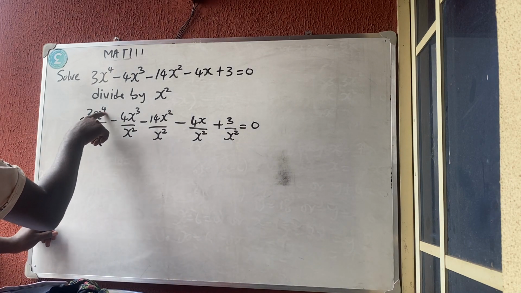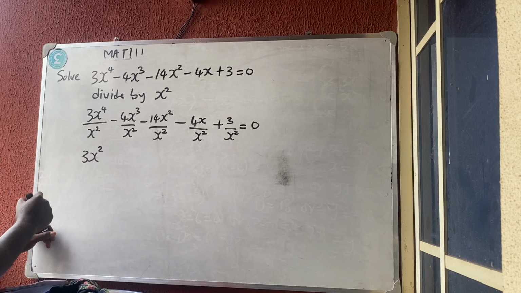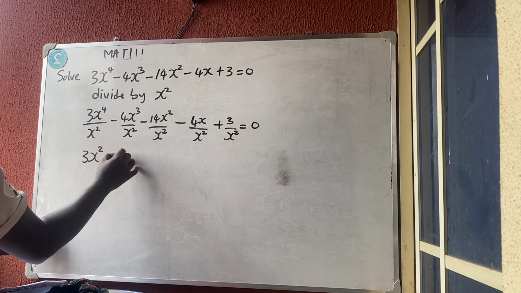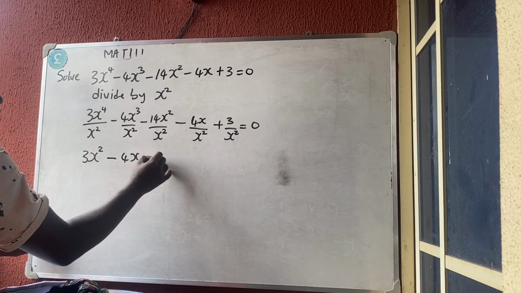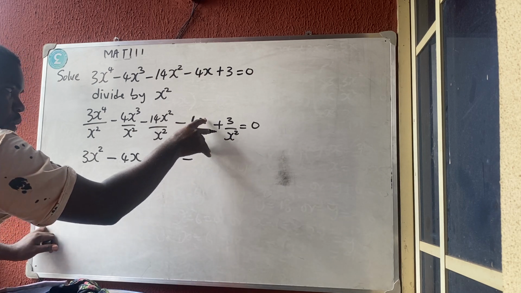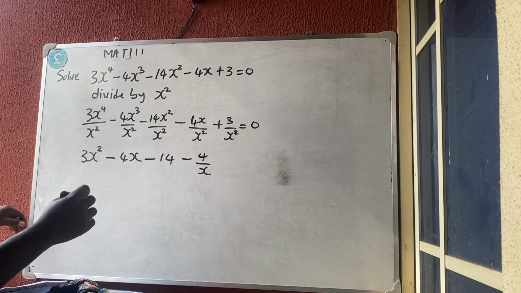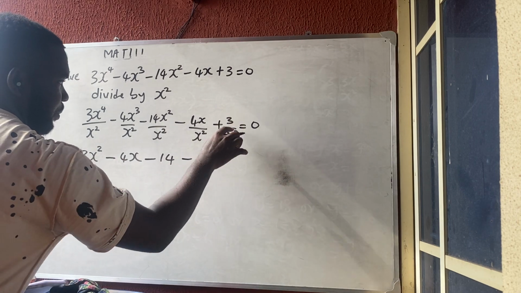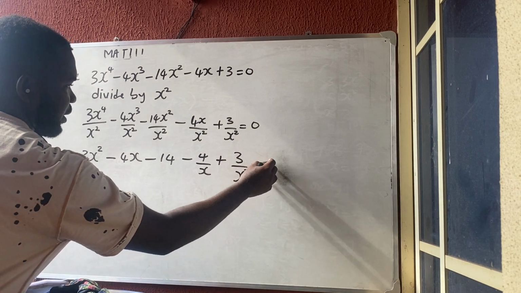Now, this divided by this, I have reduced it to 3x raised to power 2, minus this divided by this, I'm having 4x. This cancels this, so it's remaining only 14, minus this divided by this. 1x will cancel 1x, so I'm going to have 4 divided by x. Hope you are seeing that. Plus, what I'm going to have here is 3 over x squared, because there's nothing to divide, is equal to 0.